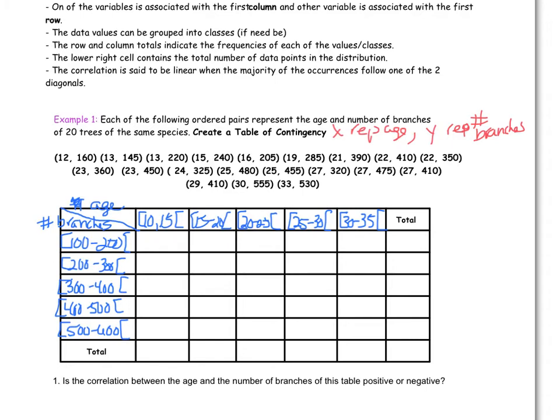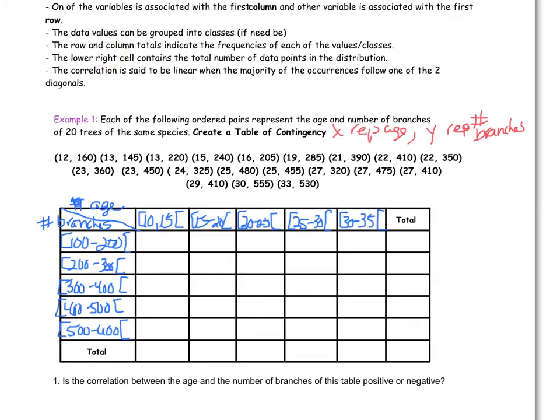Okay, so I finished filling in my first row and my first column with my groups, with my classes for my data. So now I'm going to look at the next point. The next point is that the row and the columns indicate the total frequencies for each value that fits into that class. So what does that mean?